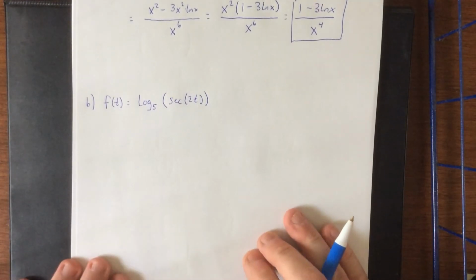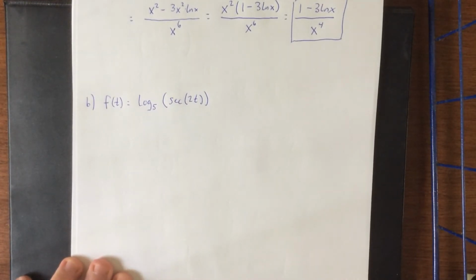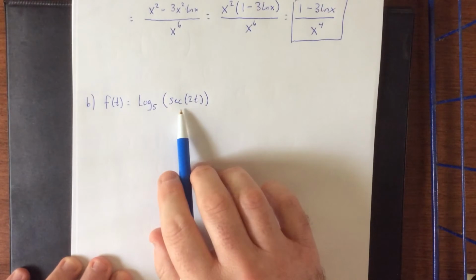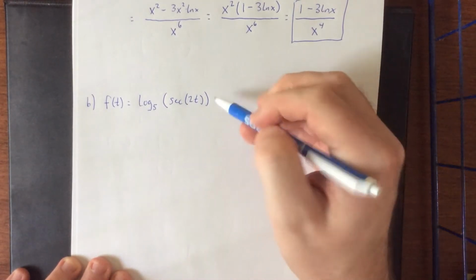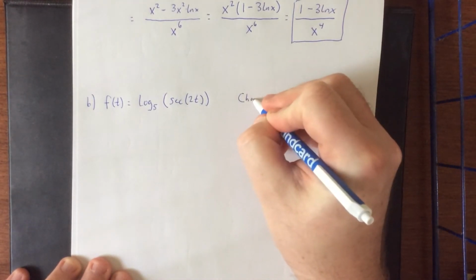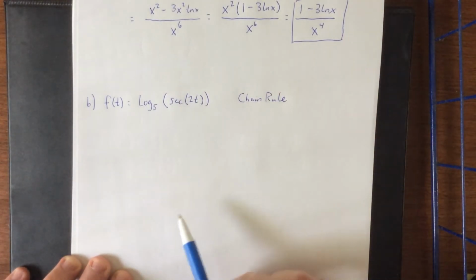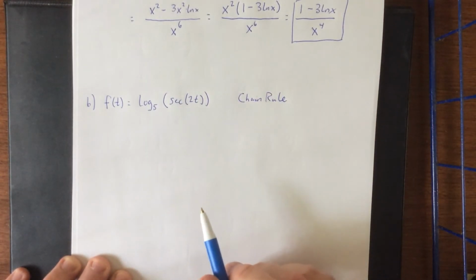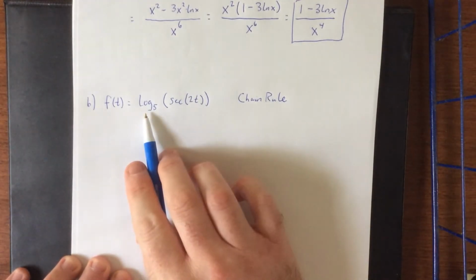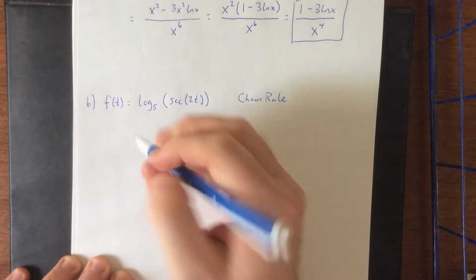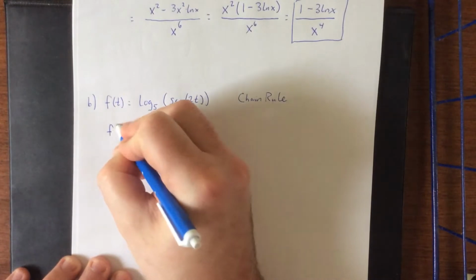Next up, this time we are going with an unnatural log. This will be the logarithm base 5 of the secant of 2t. So in this one we are going to observe multiple uses of the chain rule. We're going to go with the outside-in approach. Our outermost function in this case would be the logarithm base 5.